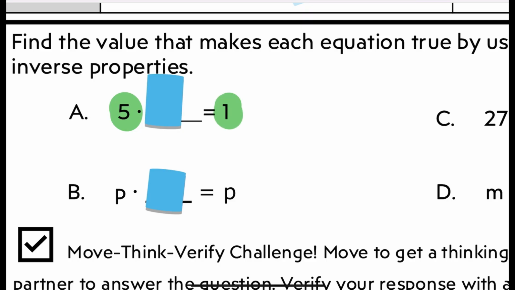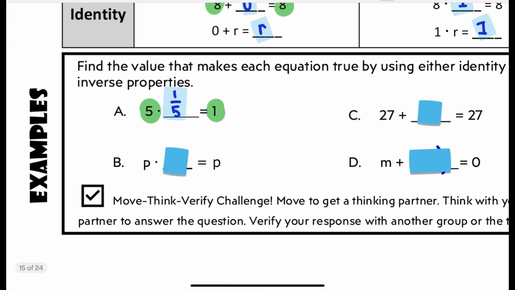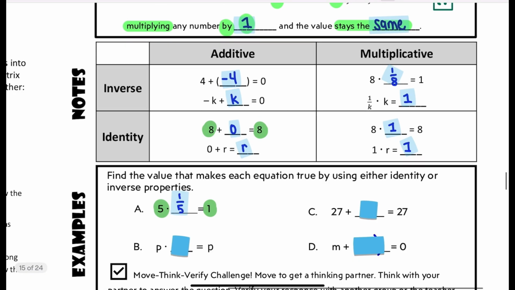Each statement is true by using either the identity or inverse properties. If we look at letter A, we have 5 times a number equals 1. If we multiply 5 times a number less than 1, it's going to decrease. So that can help us decide what number would go there. And for this problem, we would multiply 5 times its reciprocal, so 5 times 1/5 equals 1, and that is an example of the inverse property of multiplication.